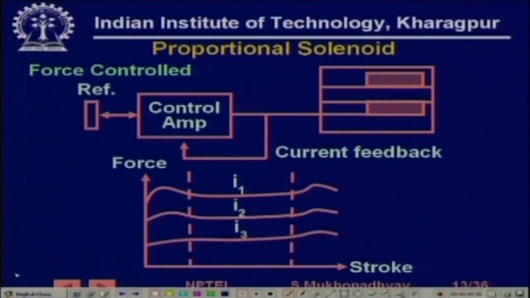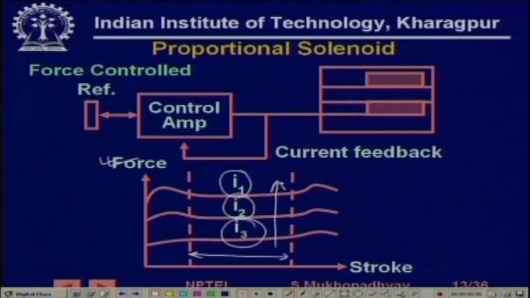Proportional solenoids are typically made so that, if you want a force controlled proportional valve, how do you do force control? You do current control. And you make the solenoid such that this is its force stroke characteristic. You see that for a good range of the stroke, the force remains constant at a given current. So by changing the current, you can take the force up, and it will stay constant over a length of the stroke.